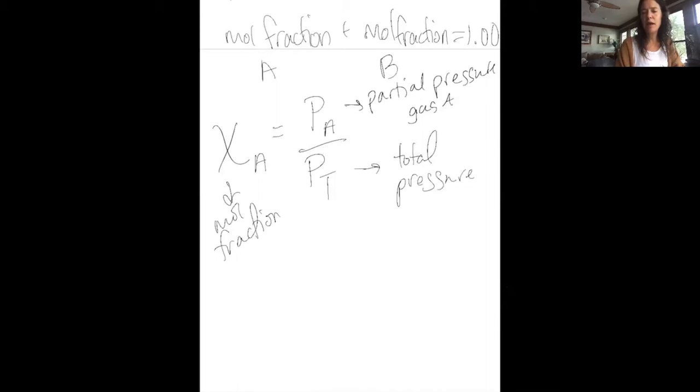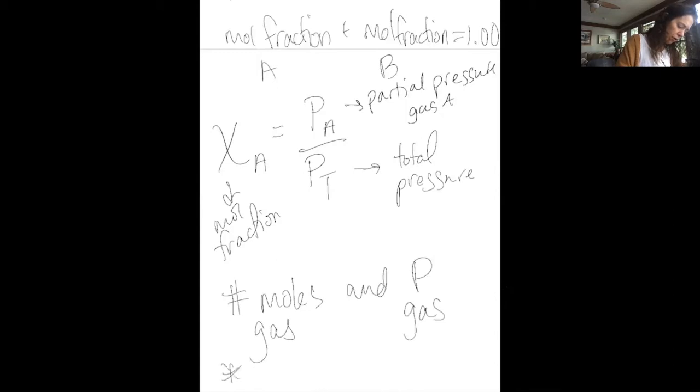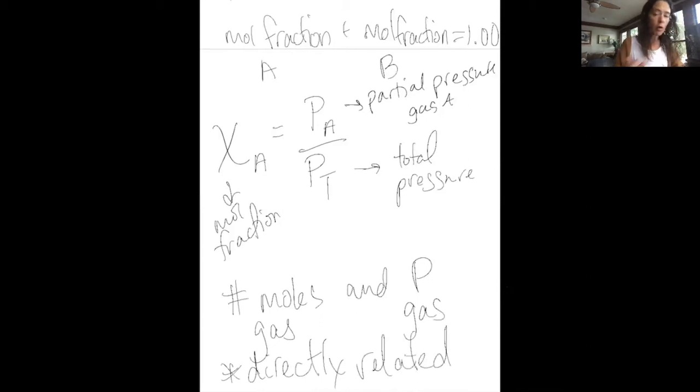Sometimes it's the only way out of a problem, because what this means is the number of moles of gas and pressure of gas are directly related. One doubles, the other doubles. If you double the pressure, then the moles must have doubled. Volume and temperature left behind.